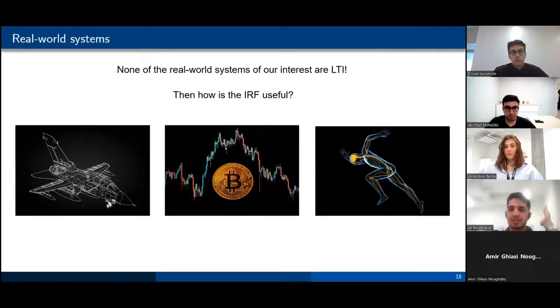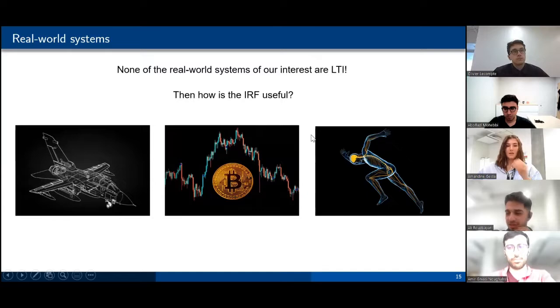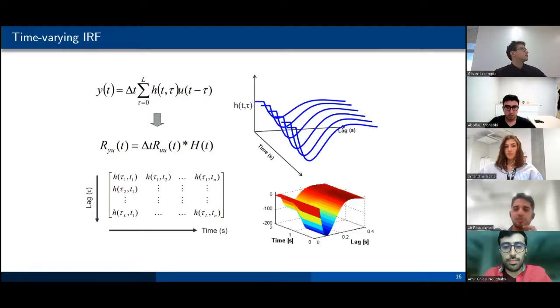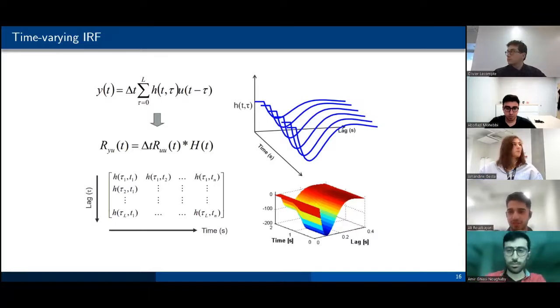But as I said, none of the real world systems are linear, nor are they time invariant. So what use is the IRF to us? All the systems that I described are very complicated and highly nonlinear, but the IRF is only an LTI method. So why do we use it? The answer is there are ways that we can use the simple IRF to estimate these highly complicated systems.